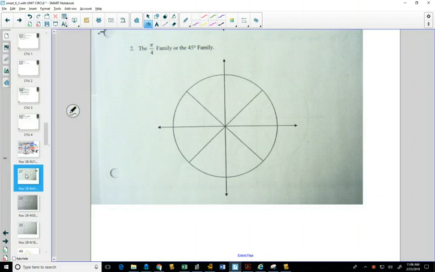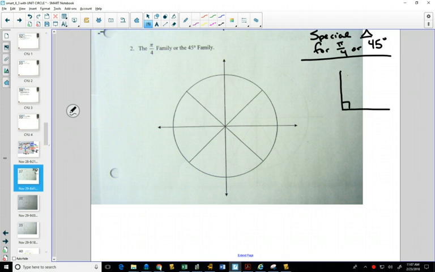For our second family, you've got some space right up here. What I'd like you to write is special triangle for pi over 4 or 45 degrees. In order to label things on the unit circle, we need to know sine and cosine, because cos is the x-coordinate and sine is the y-coordinate. So if I draw a triangle and I want to find sine and cos, it's going to be a right-angled triangle because I know that sine is opposite over hypotenuse and cos is adjacent over hypotenuse.